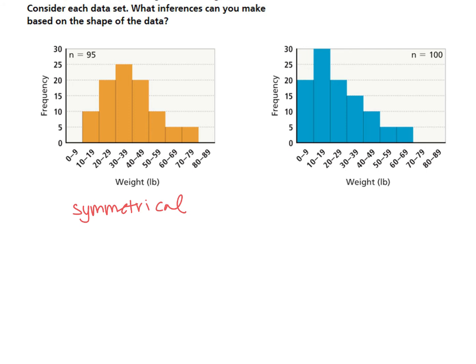the shape of the distribution is symmetrical. So the data is evenly distributed around the center. When this happens, that means that the mean will be equal to the median. And when I say equal to, or about equal to. So if it's not the exact same value, they're going to be pretty close with a symmetrical distribution.